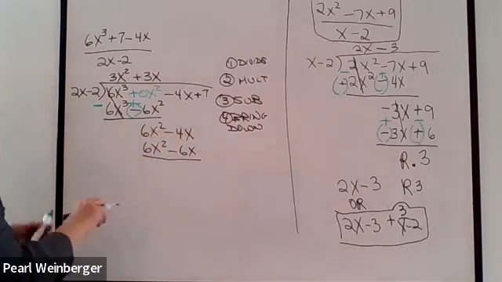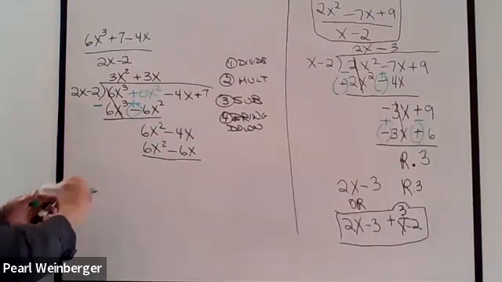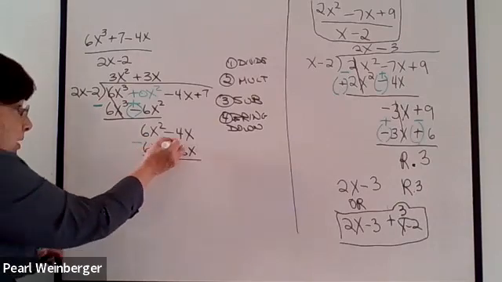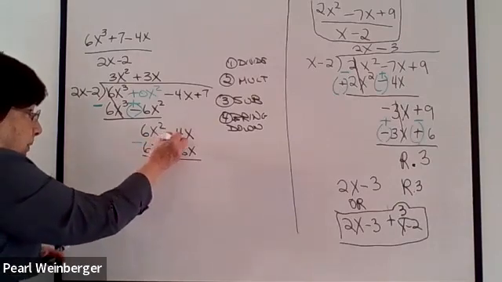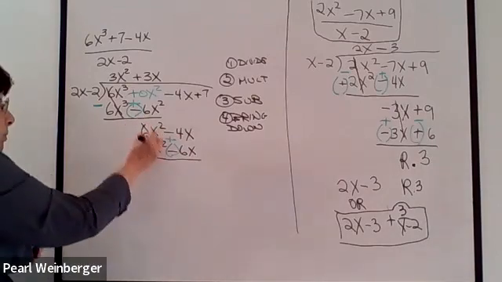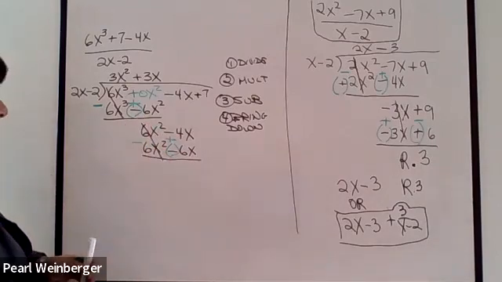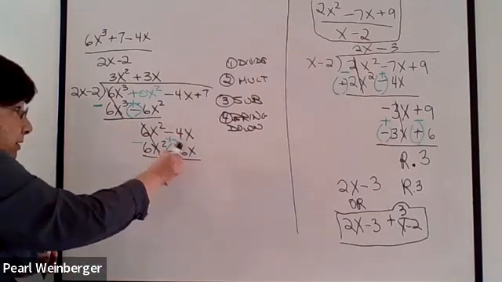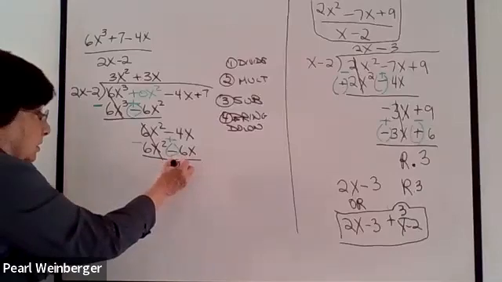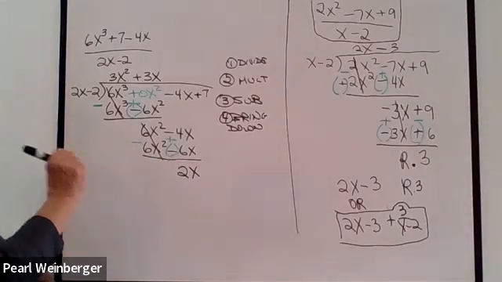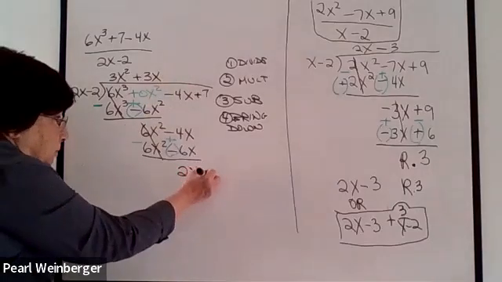And then we subtract, which means first we change our signs. This is going to become a minus because there's no sign, it means it's positive. But this is a minus, so it's going to become a plus. And now I do 6x squared minus 6x squared, and that cancels out. And then I have negative 4x plus 6x. This has now become a plus 6x. So this becomes 2x. And I bring down my next term, which is plus 7.